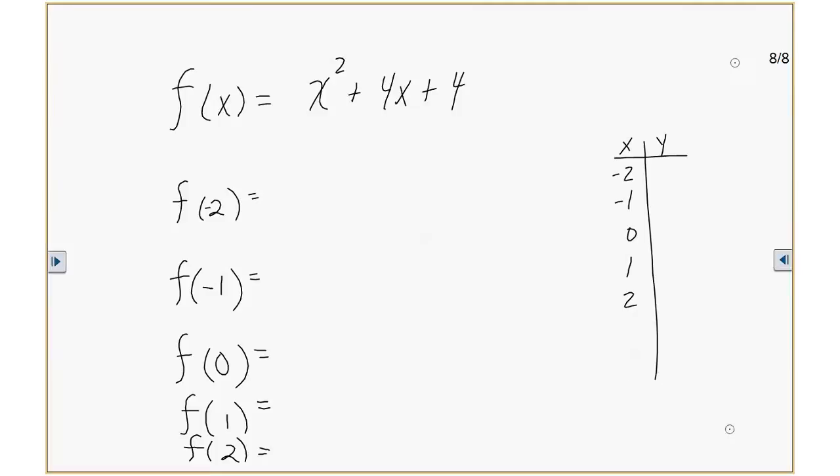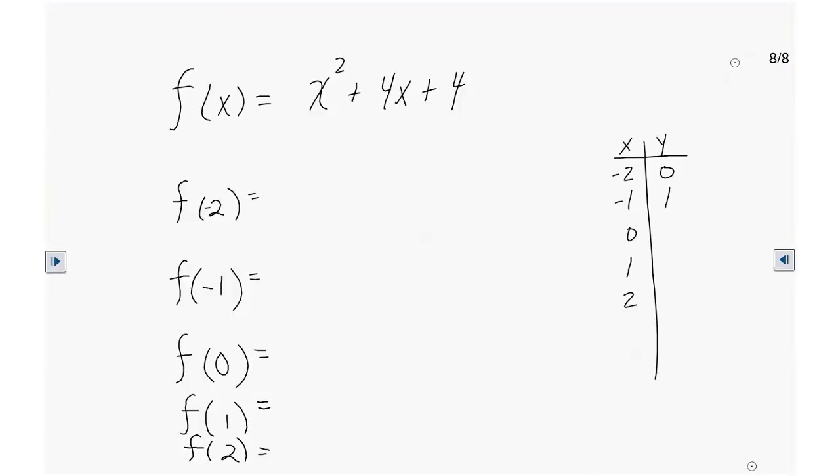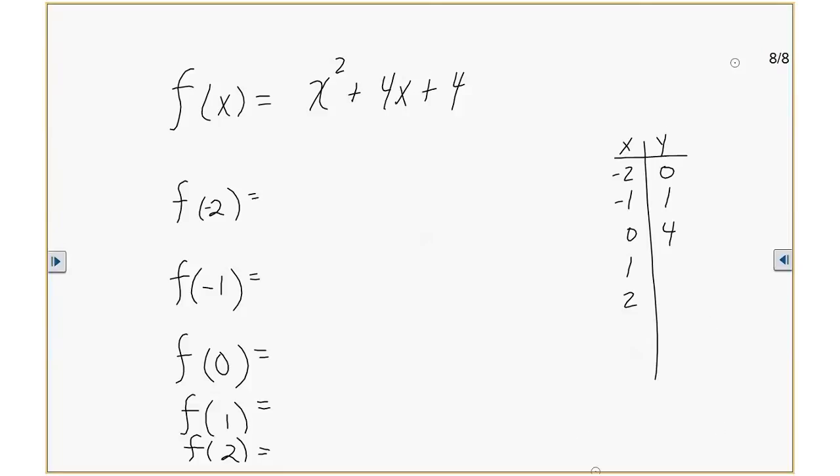What did you do with those numbers? Plug them in. Negative 2 squared is what? 4 minus 8, negative 4, plus 4, 0. Negative 1 is 1. Minus 4 is negative 3. Negative 3 plus 4 is what? 0 plus 4 is, 1 plus 4 is 5. 5 plus 4 is what? 2 is 4. 4 plus 8 is 12. 12 plus 4 is what? Y'all check my numbers.